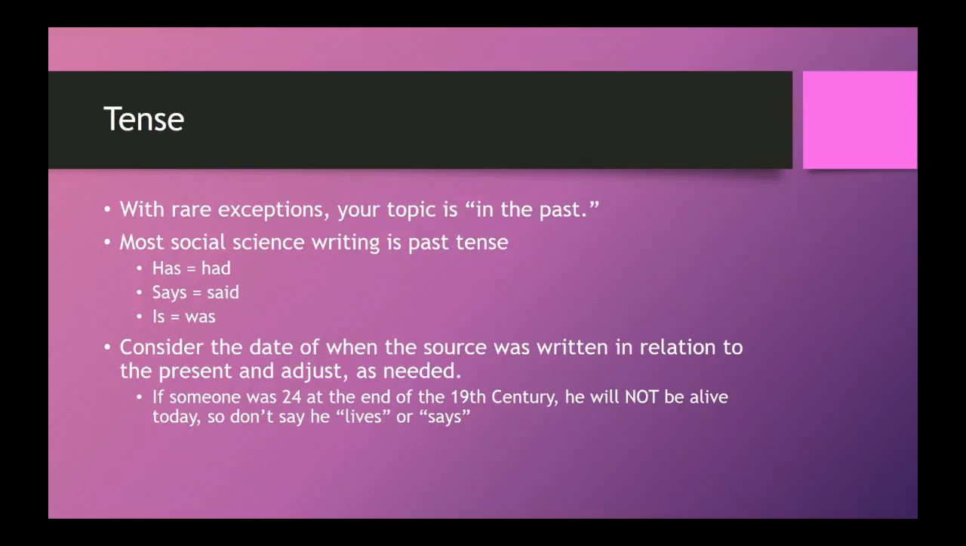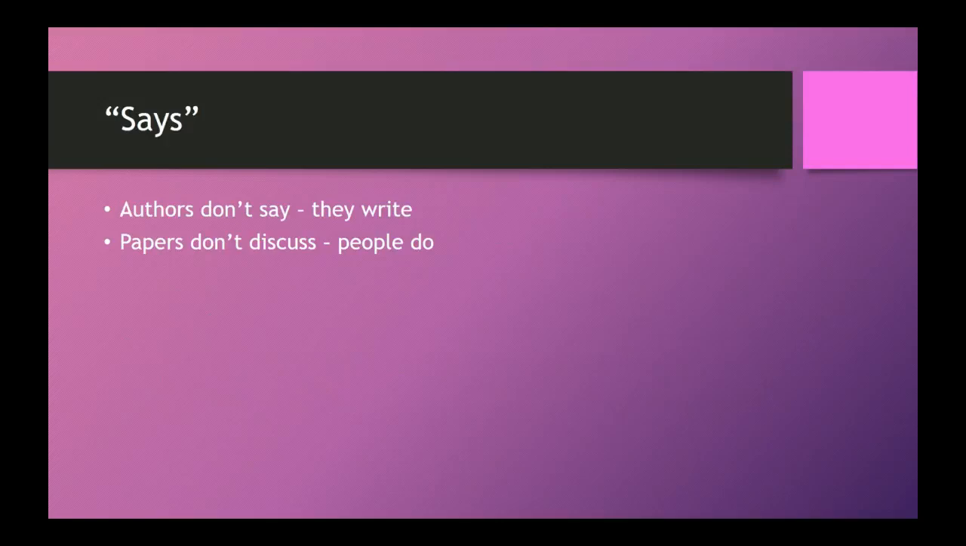Has, should, if you're going to write the word has, check for had. Says, said. Is, was. Consider the date of the source when it was written in relation to the present, and adjust as needed. If the source says lives or says, but the stuff was at the end of the 19th century, you have to change the tense and make it past tense. And I have a pet peeve here.